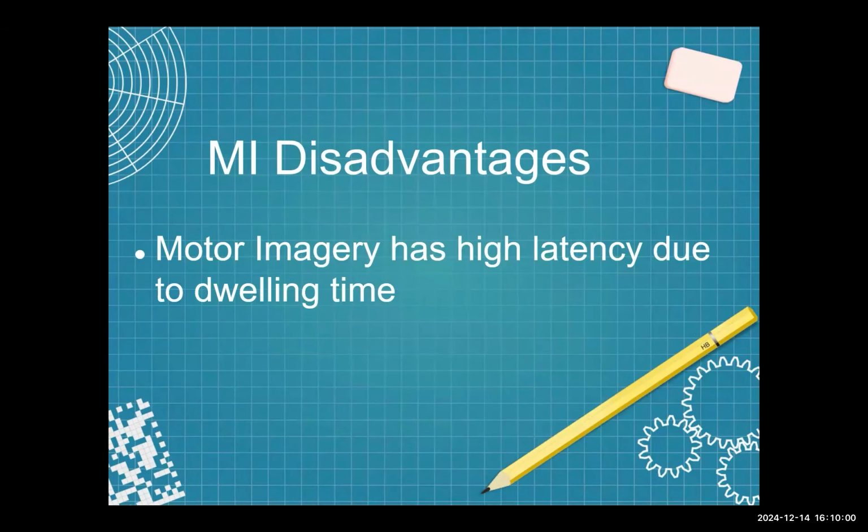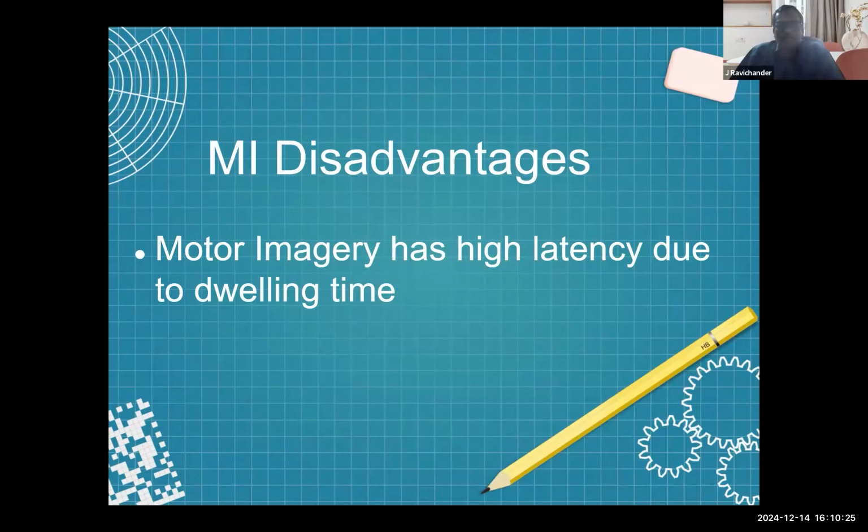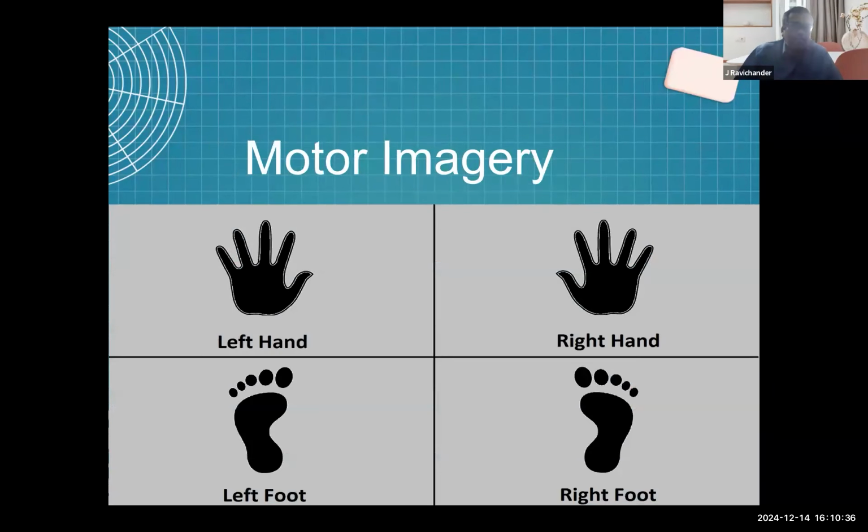Disadvantage: motor imagery has high latency due to dwelling time. Why? Because he has to imagine, and visualization will not happen within a short span of time. If you want to visualize something, it will take some amount of time. That is the major disadvantage of this motor imagery paradigm.